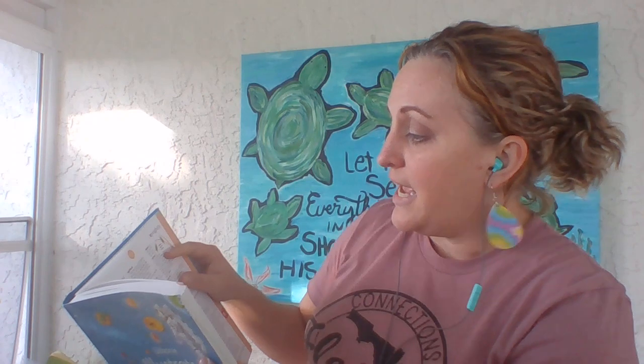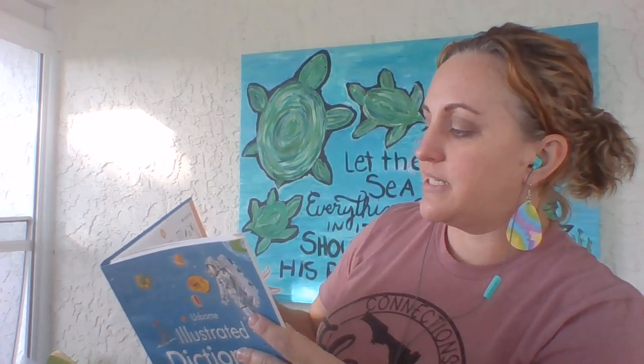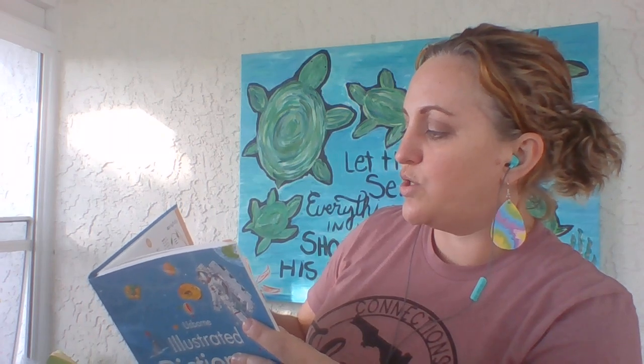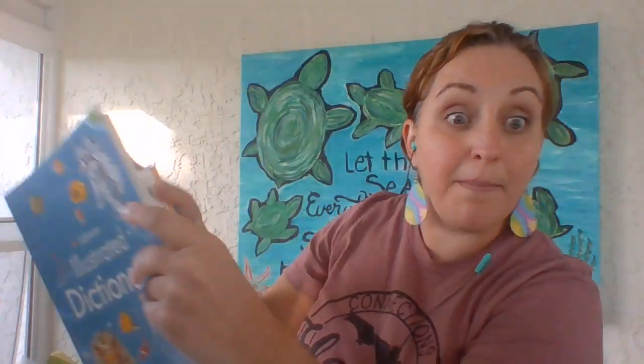Everything is listed alphabetically. A spore is also a noun, and it is a cell produced by non-flowering plants such as fungi, mosses, and ferns, which develops into a new plant. And there's even a picture here to show us a little bit about that.